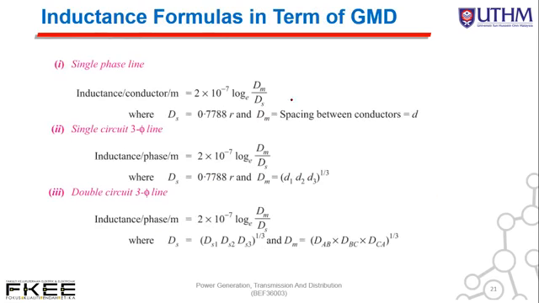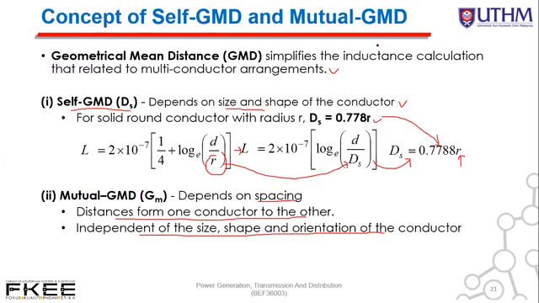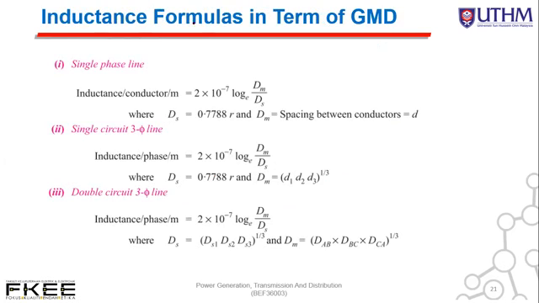So there is a formula for inductance in terms of geometrical mean distance, GMD. For a single phase line, the inductance per conductor per meter will be 2 times 10 to the power of -7 log exponent dm over ds, where ds is 0.7788 r and dm is the spacing between conductors, or d. Okay, for a single phase line.